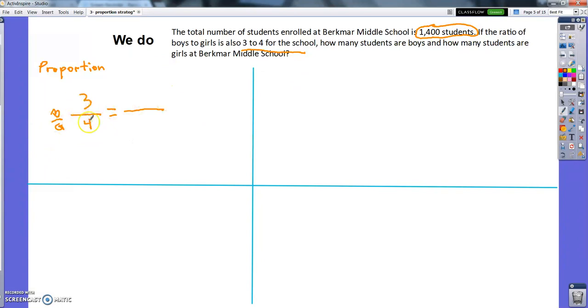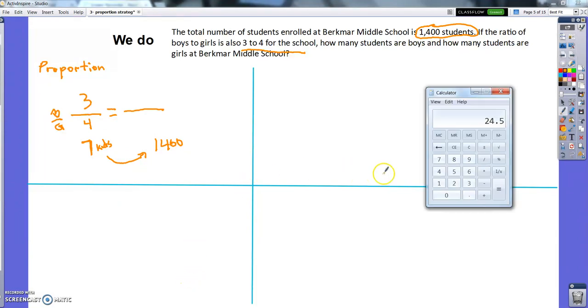So in my ratio, if I think of the part to whole ratio rather than the part to part ratio, this ratio shows me 7 kids. In every 7 kids, 4 are girls, 3 are boys. I need to know that same ratio for 1,400 kids. So I need to know what I am multiplying 7 by to get to 1,400. How many sets of those 7 kids am I going to have to get to 1,400? I'm going to pull my calculator back up.